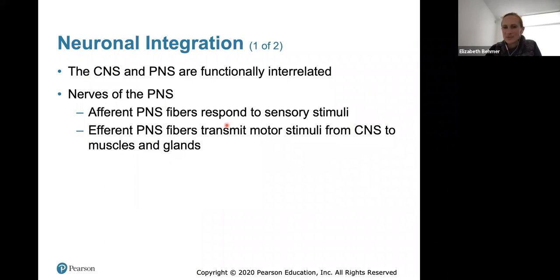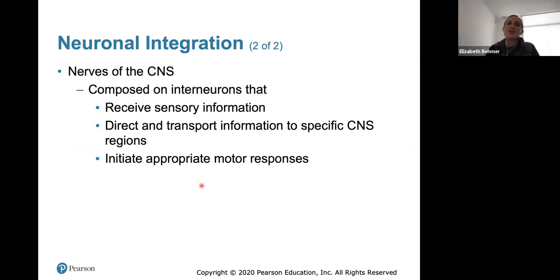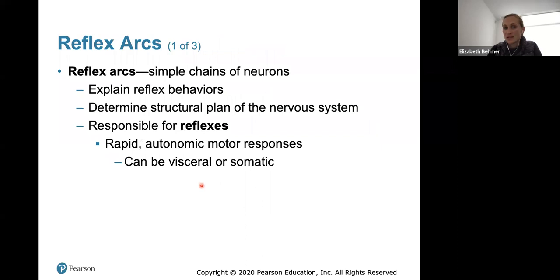So the central nervous system and peripheral nervous system are very functionally interrelated. The nerves of the PNS have afferent PNS fibers that respond to sensory stimuli, and then efferent PNS fibers will transmit any motor stimuli from your central nervous system to all the muscles and glands. The nerves of your central nervous system are composed of interneurons that receive sensory information, direct and transport that information to specific central nervous system regions in the brain and spinal cord, and then they will initiate the appropriate motor response. A reflex arc is the simple chain of neurons that explain reflex behaviors. This determines the structural plan of the entire nervous system.